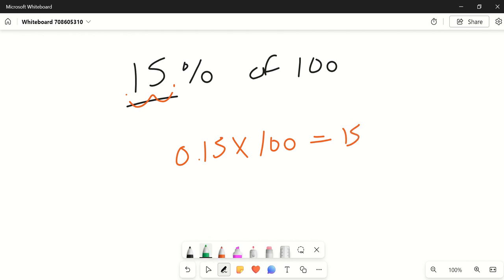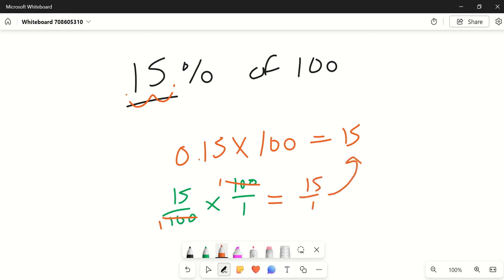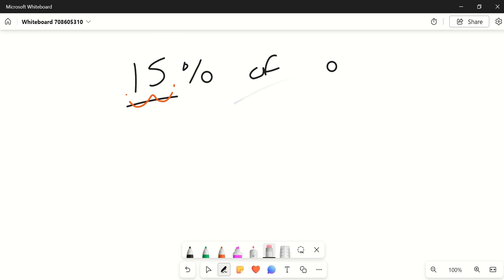And as a fraction, this would be 15 over 100 times 100 over 1. Simplify these both down to 1, and this will equal 15 over 1, or just 15. And that's it. And I think it'll be quicker just to erase these than have it start a whole new whiteboard.